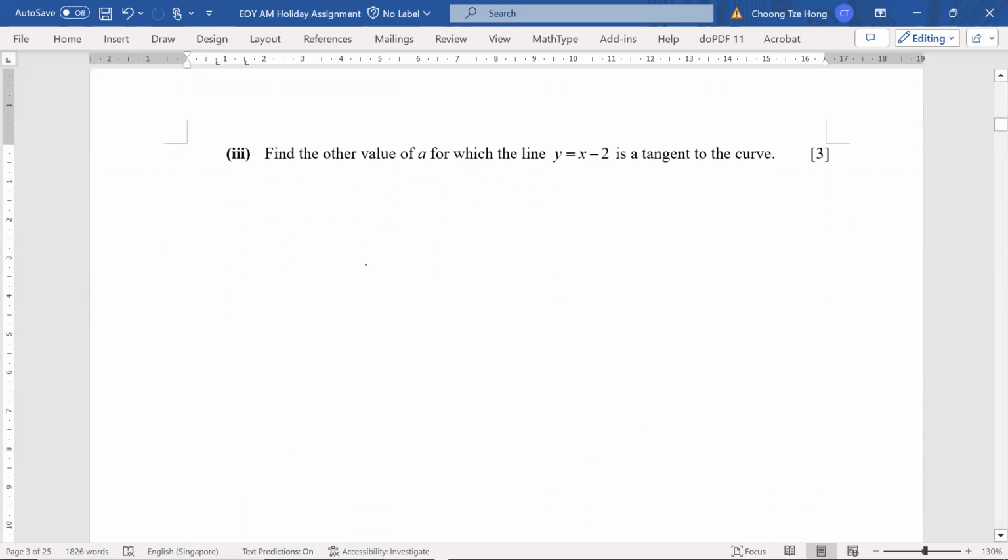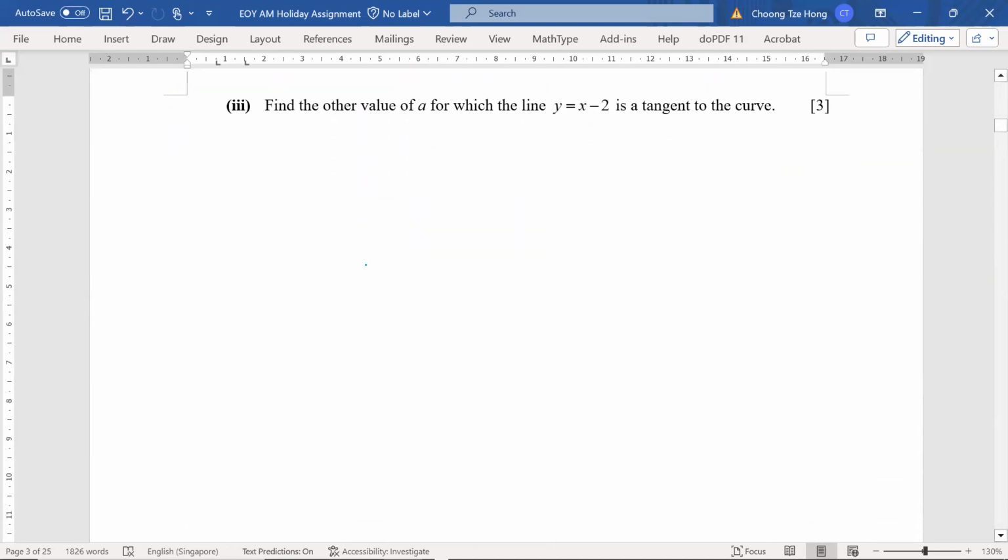Let's go on to the last part of the question. Find the other value of a for which the line y equals x minus 2 is a tangent to the curve. So they say there's another value of a at which this same line is also tangent to the curve. Since we need to find that value of a, that means we don't know what the value of a is, so we should leave the equation of the curve in the original form, which is this form.